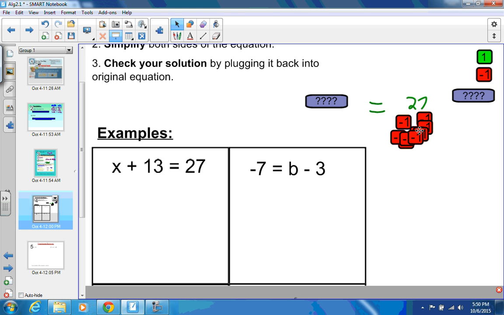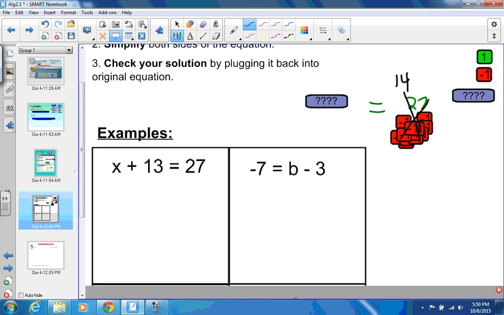1, 2, 3, 4, 5, 6, 7, 8, 9, 10, 11, 12, 13. So 27 and a negative 13 will get you to 14. So our question mark, our box would be 14 if you're looking at that right there.